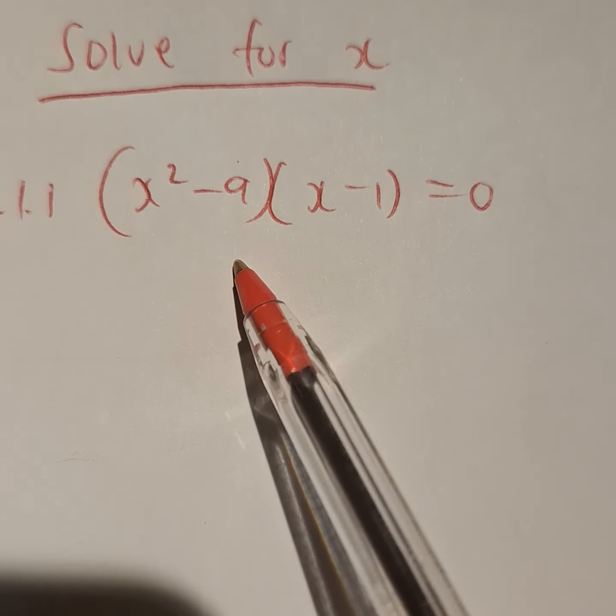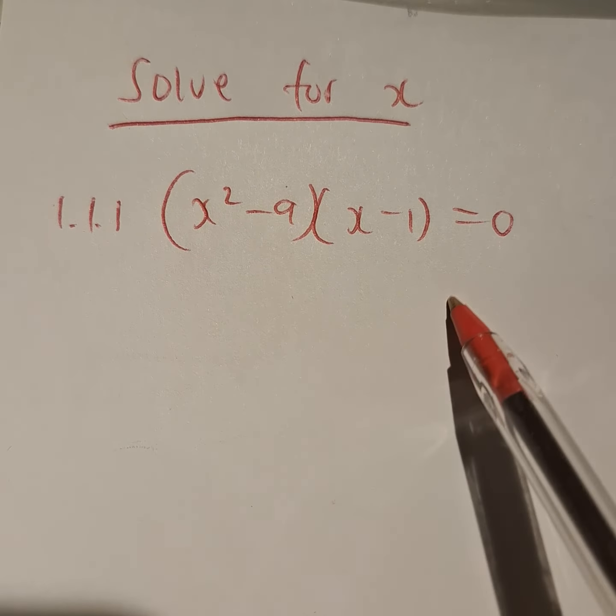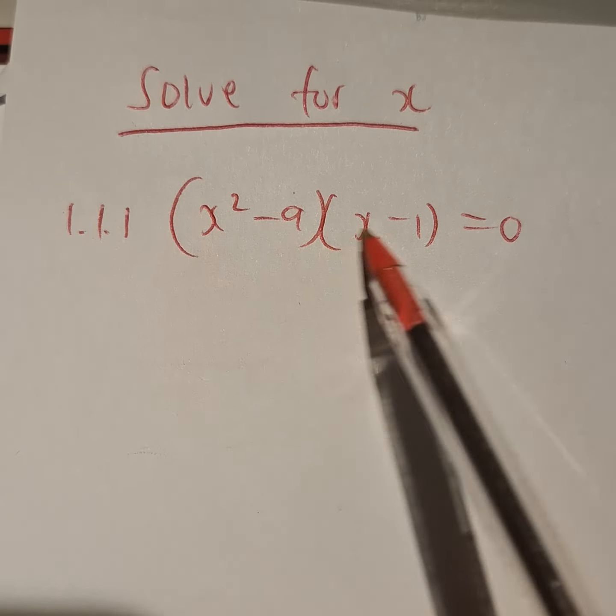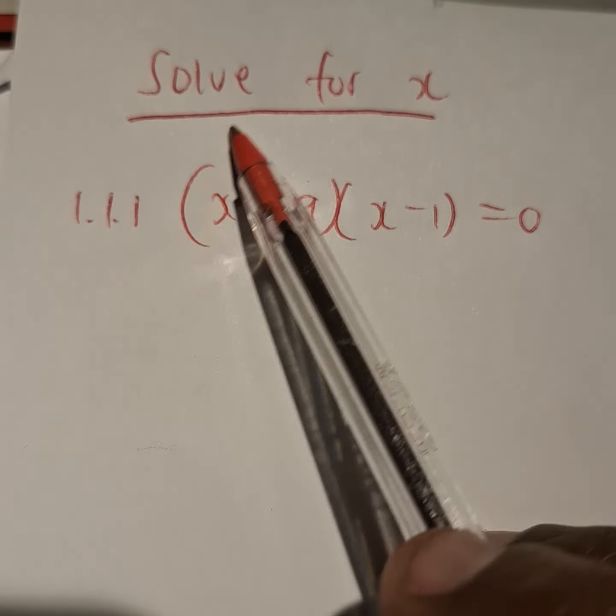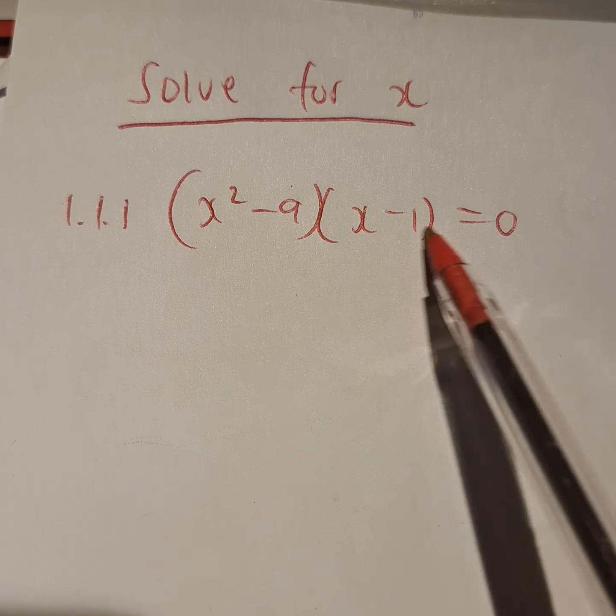Alright, so let's get into the swing of things. We are revising grade 11 exam build up to the exam in June. So we have solved for x squared minus 9 into x minus 1 is equal to 0.